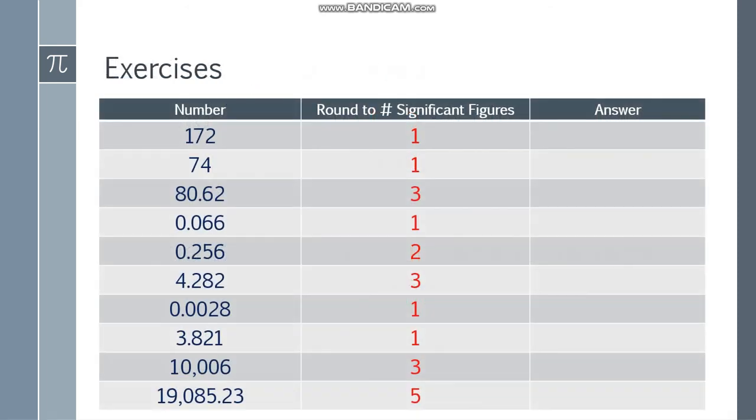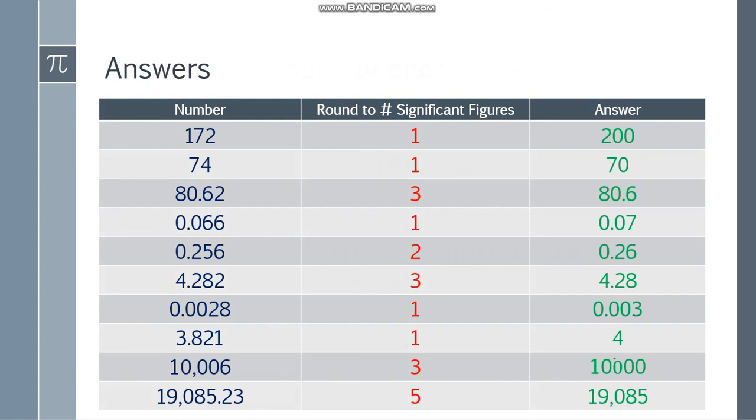So let's have some examples. 172, round to one significant figure. So we'll check this one. Cut. 7 is more than 5, so we will add 1. The final answer will be 200. Next, 74. So this one, cut. This is less than 5, so that will be 70.